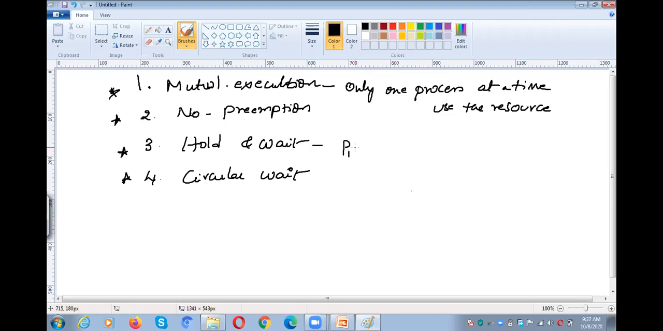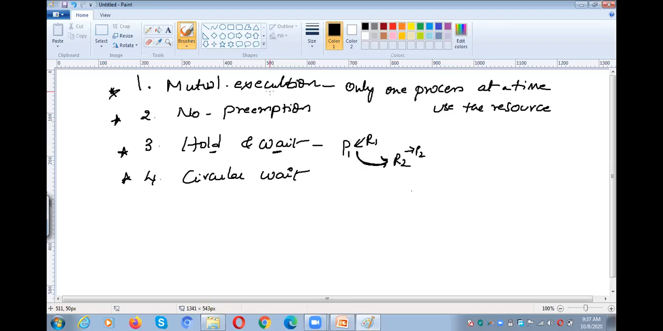For example, P1 is holding a resource R1 and it is waiting for another resource R2. That means here R1 is allocated to P1. Right now P1 has one resource R1 and it is waiting for another resource called R2, right? Why? Because it is allocated to some other process, might be. So P1 is allocated R1 and it is waiting for another resource. That is called hold and wait. It is holding a resource and waiting for another resource. That is the reason why it is called hold and wait. It is another reason for the deadlock.